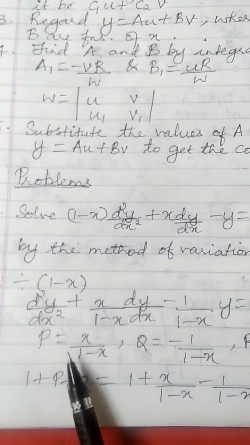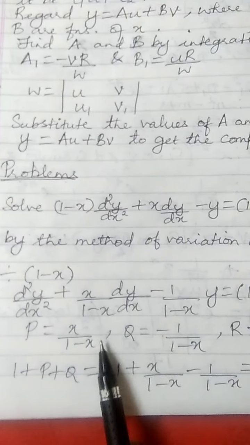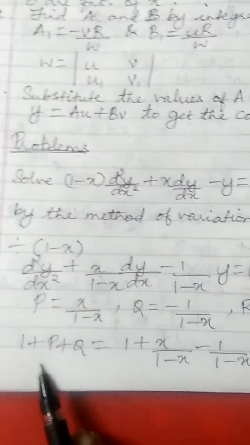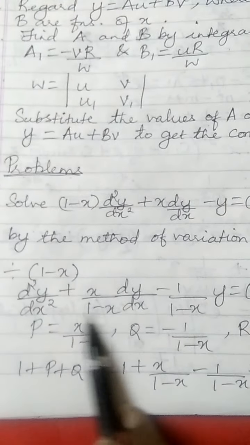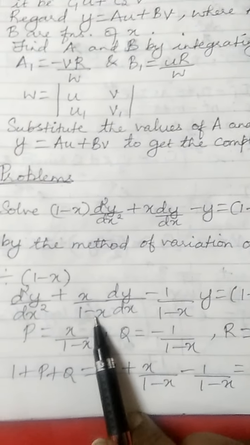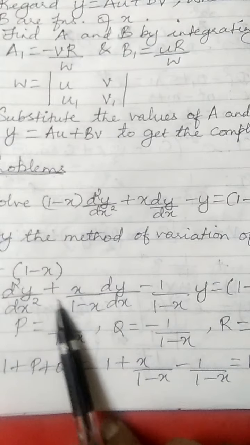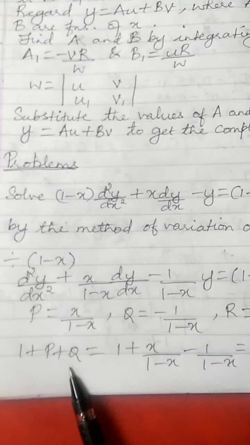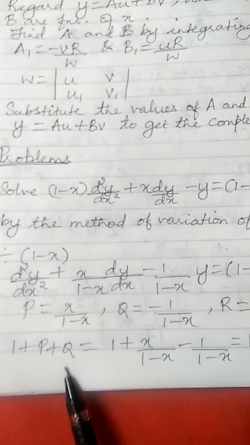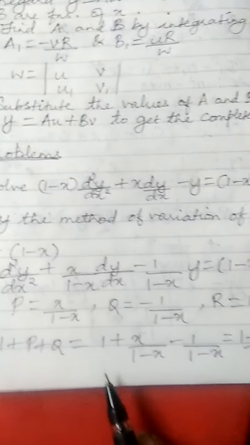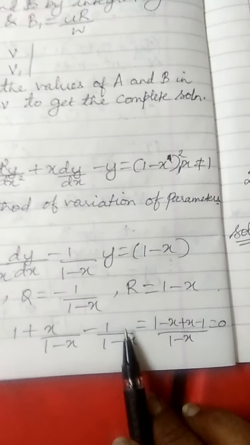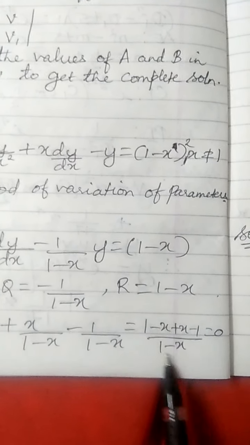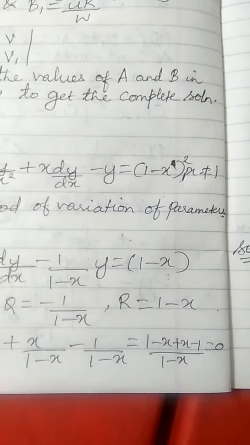So from this, p is equal to x by 1 minus x, q is equal to minus 1 by 1 minus x, r is equal to 1 minus x. Now we cannot find the complementary function by finding the roots for an equation of this form. Hence we will use the conditions used in complete solution. Using the condition 1 plus p plus q, that is equal to 1 plus x by 1 minus x minus 1 by 1 minus x. Taking LCM, we will get (1 minus x plus x minus 1) by (1 minus x) equal to 0.